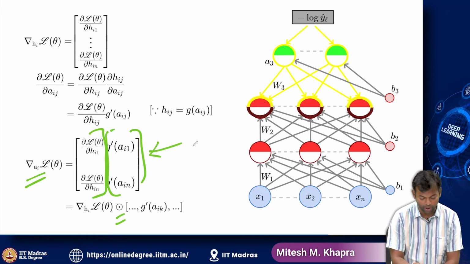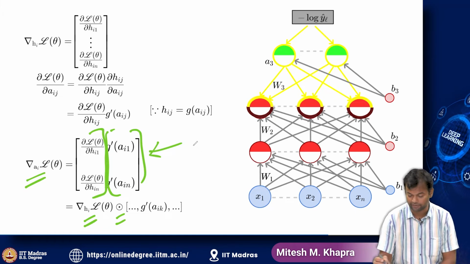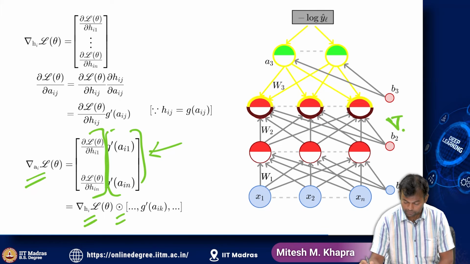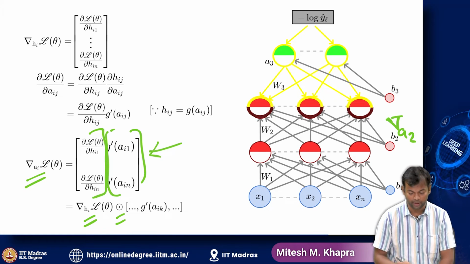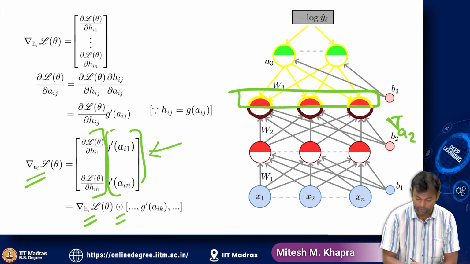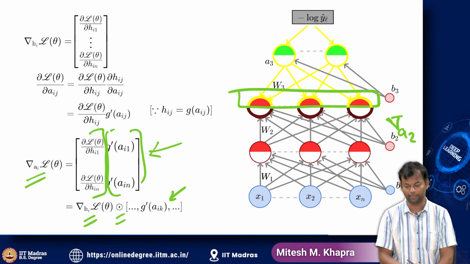So it depends on the derivative of the loss function with respect to hi, right? Now let's see, if I wanted to compute the derivative of the loss function with respect to a2, then I should know the derivative of the loss function with respect to h2, and then I should know these g's. So I already know that. That is not a problem, right?